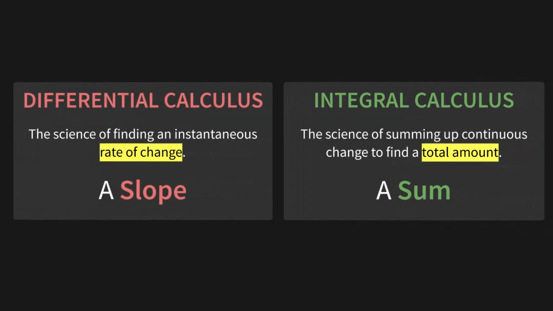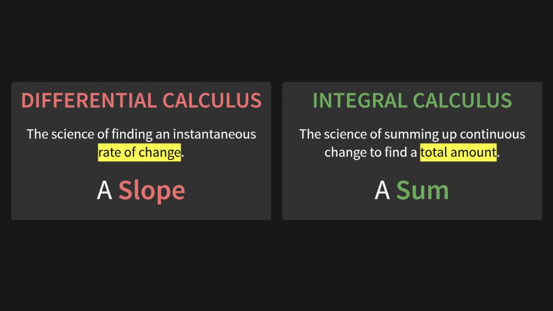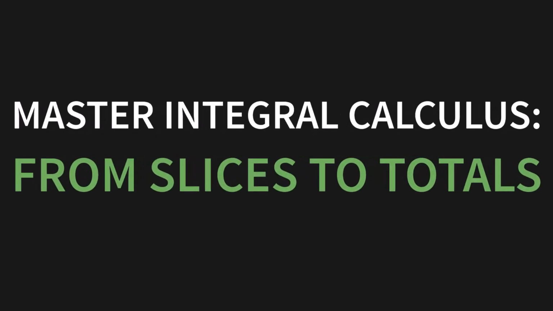Let's put this in perspective. You already know differential calculus. That was the science of finding an instantaneous rate of change, a slope. Integral calculus, on the other hand, is the science of summing up continuous change to find a total amount, a sum. And that is what we are here to do, to master integral calculus, from slices to totals.